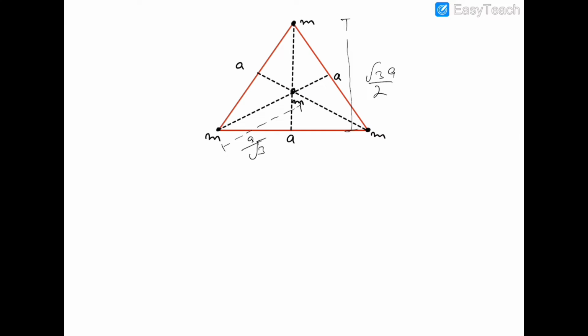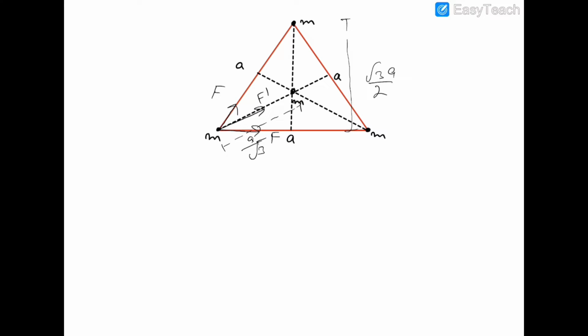Now let us draw the forces which are acting on this mass. So this mass is being pulled by a force F due to this mass, this one, and another same force F will be acting on this mass due to this one, and another force F dash will be acting on this mass due to this M.